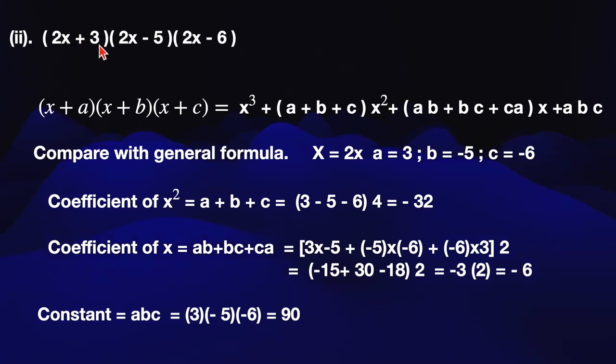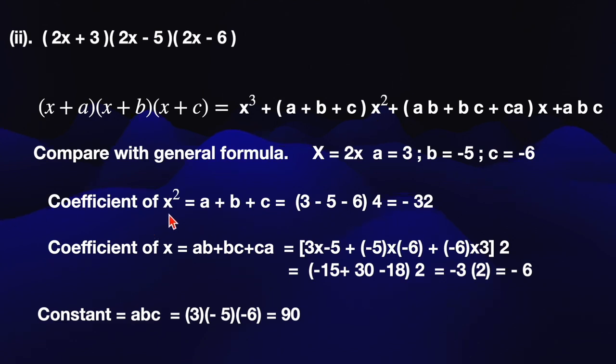And here a is 3, b is minus 5 and c is minus 6. So the coefficient of x square here is a plus b plus c. But here x is what? X is 2x. So when we do the whole square, it becomes 4x square. So a plus b plus c, whatever answer you get, multiplied by 4 is the coefficient of x square.